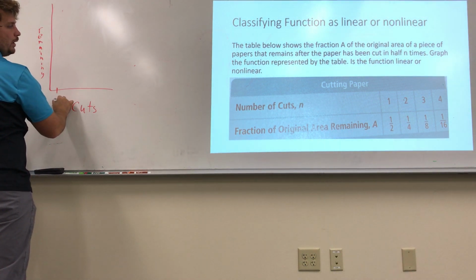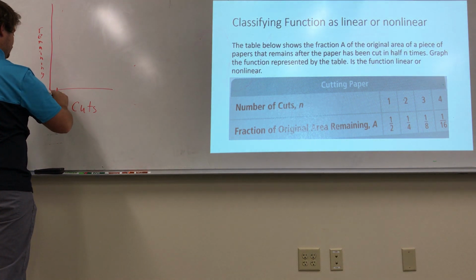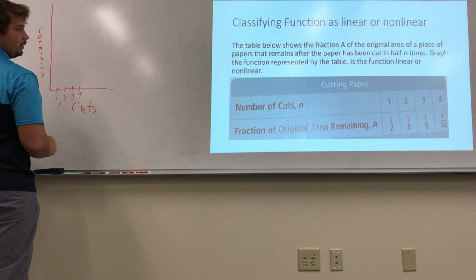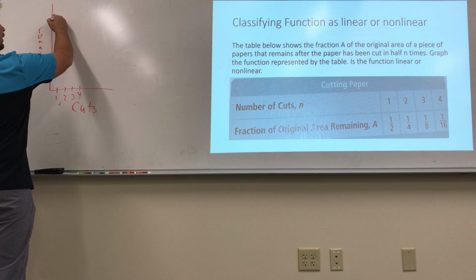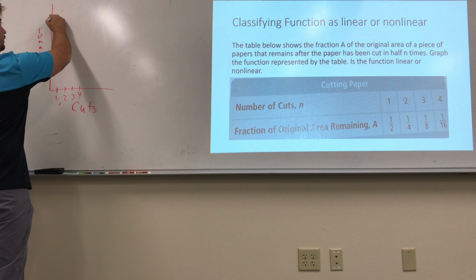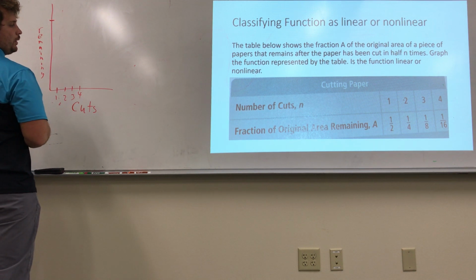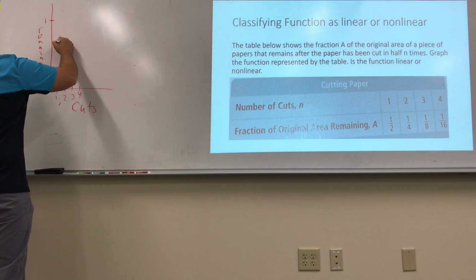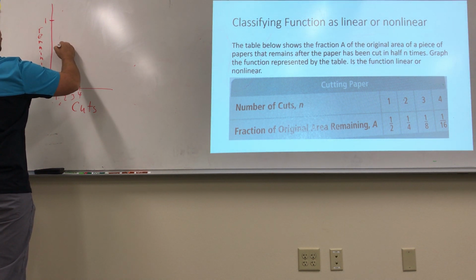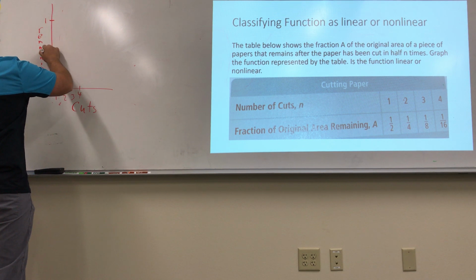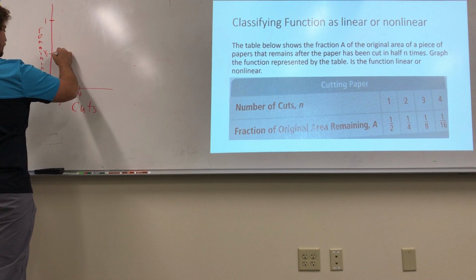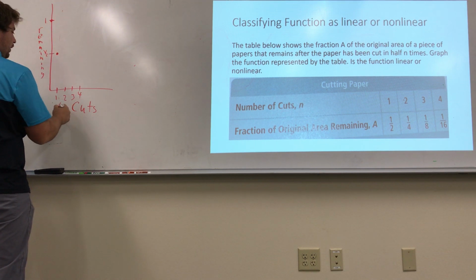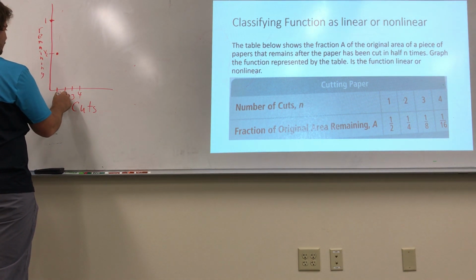Alright, so we got 1 cut, we have 2 cuts, we have 3 cuts, and we have 4 cuts, right? We start out here with, let's say, we're going to skew this a little bit so it's easier to see. After 1 cut, you have a half. So we're going to say this is 1/2 here. Probably started out with a whole piece. 2 is going to give you a 1/4.